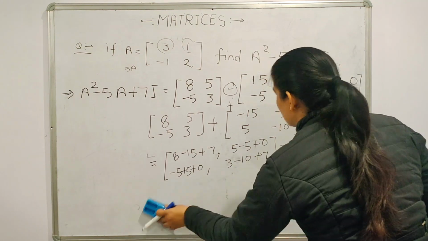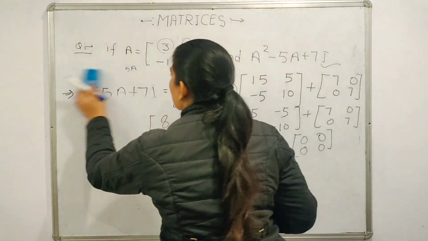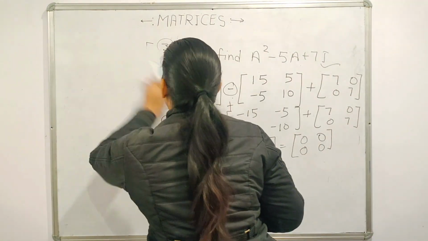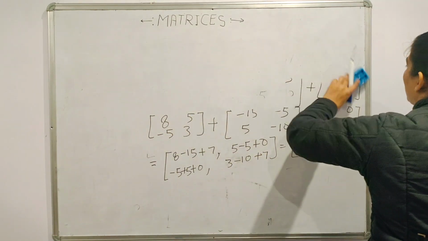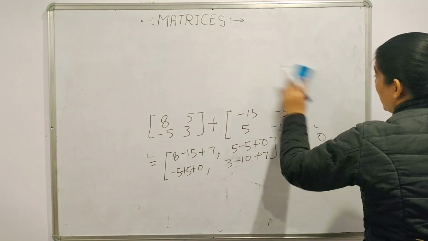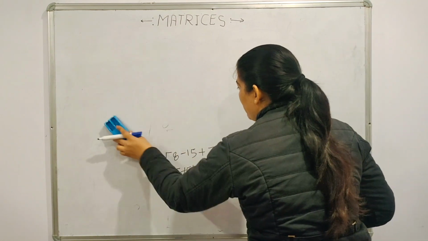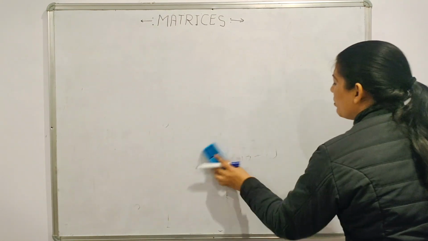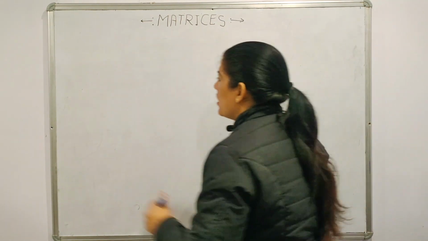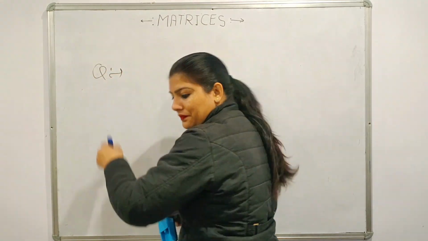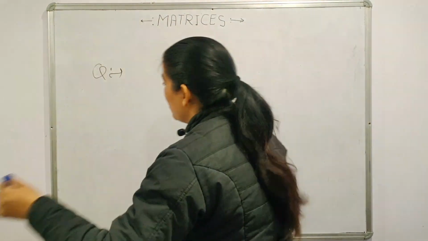So let's discuss one more question and then we are going to end the class. So a square minus 5a plus 7i is equal to the 0 matrix here. So the answer is the 0 matrix. So the last question is, you have to find the value of p and q.